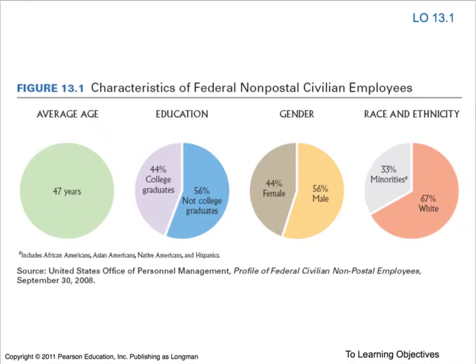So these are non-postal civilian workers. The average age of a non-postal civilian worker is about 47. 44% of them are college graduates, 56% are not. That's much higher than the regular population, where maybe 30% are college graduates. 56% are male, 44% female. 67% of civilian employees, non-postal, are white. 33% are minorities.